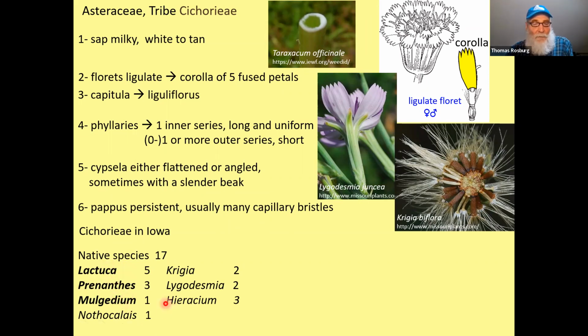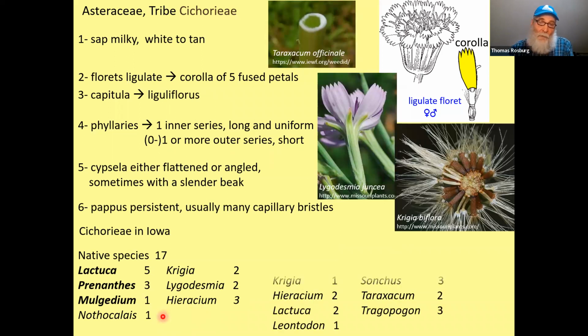The other ones, North Ocala, that's the prairie dandelion. Cichorieae, as I said, is false or dwarf dandelions. Ligodesmia, that's this thing right here, skeleton plant. And then there's another genus, Asteraceae, and those are the hawkweeds. Total of 17 native species among these 7 genera here.